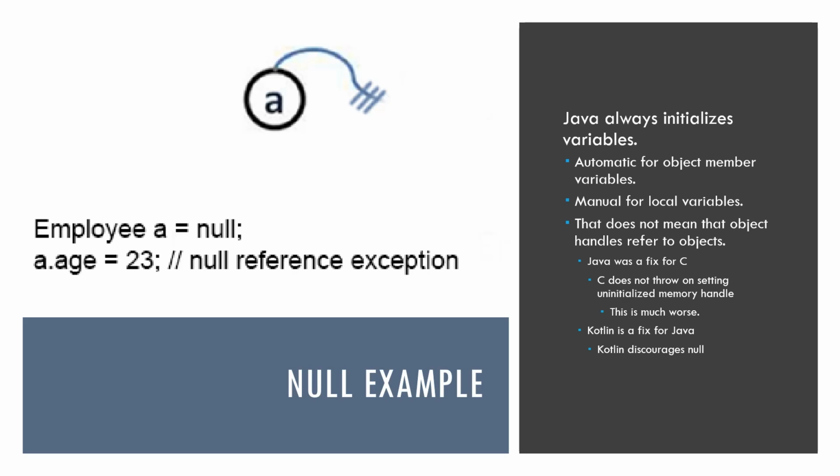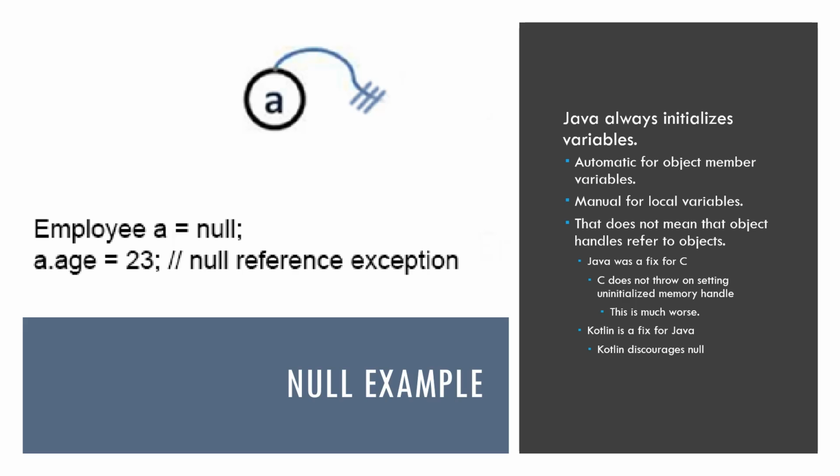So Java always initializes the variables. It's automatic for object member variables. So if it's, let's say, int I at the object member variable level, it'll be set to 0. But it's manual for local variables, meaning the compiler will make you set I equal to 0. Right? This does not mean object handles refer to objects. They can refer to null.